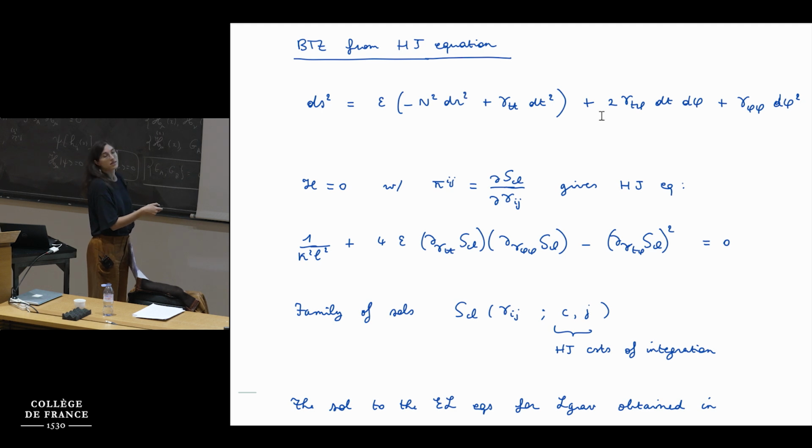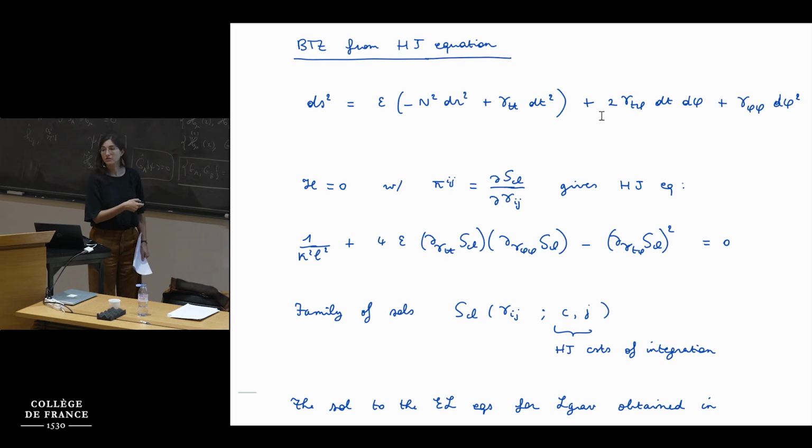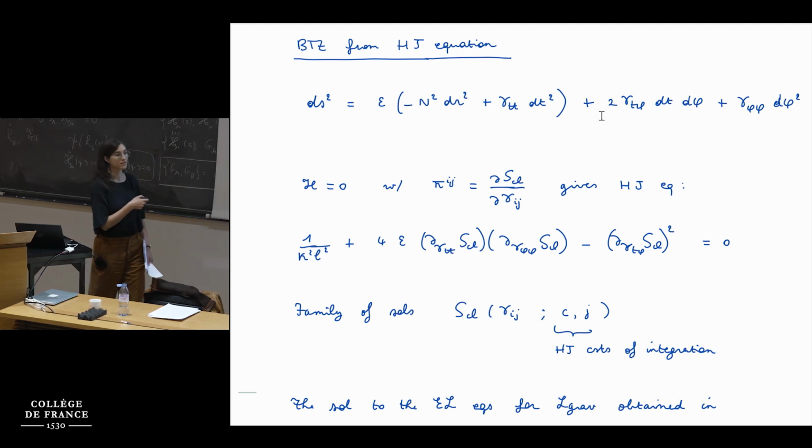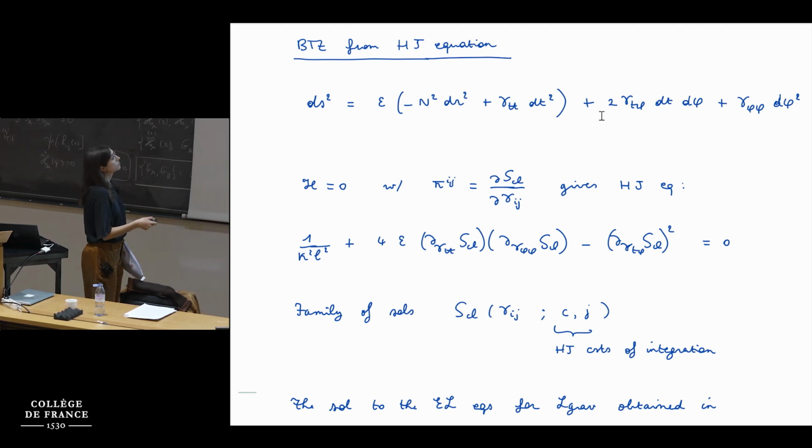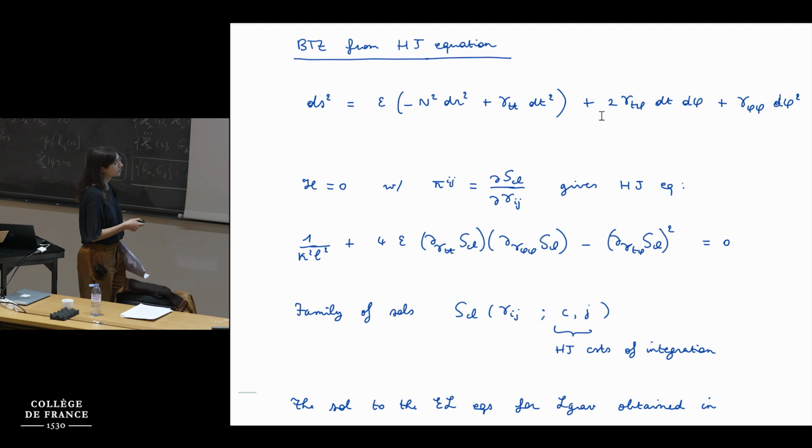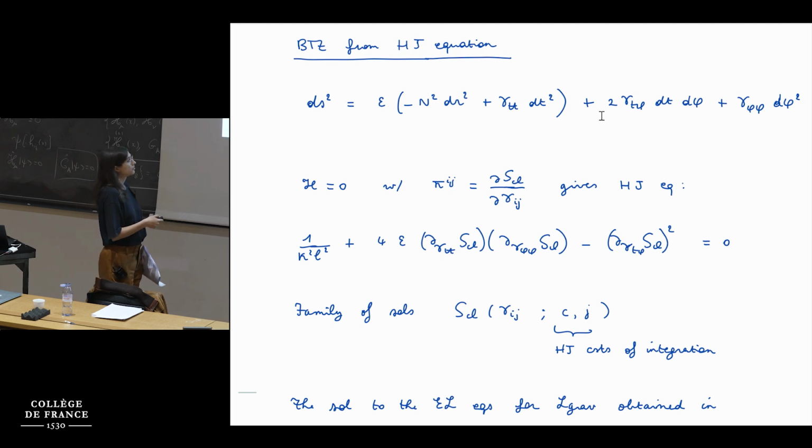That gives you what is known as the gravitational Hamilton-Jacobi equation, which is the classical limit of the radial Wheeler-DeWitt equation that we've been discussing. I've written it out here. And you can solve this, and find a family of solutions of on-shell actions in terms of Hamilton-Jacobi constants of integration.